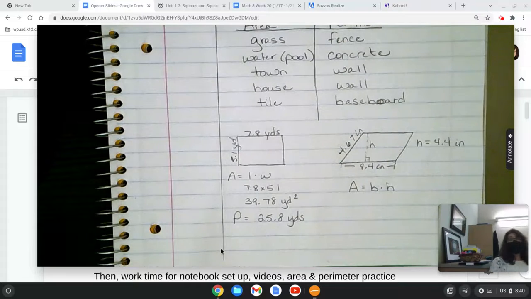Did anybody figure out the area? Jacob, what'd you get? 36.96. Okay. Anybody else? Really? 36.96. Okay. Did anybody get the perimeter? Really? Okay. Did you get the same? Okay. Anybody else?